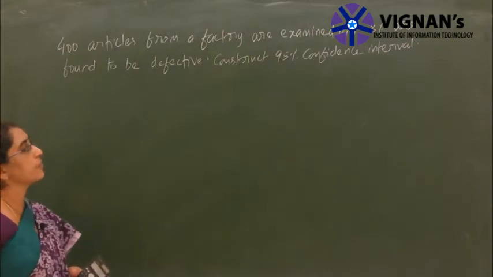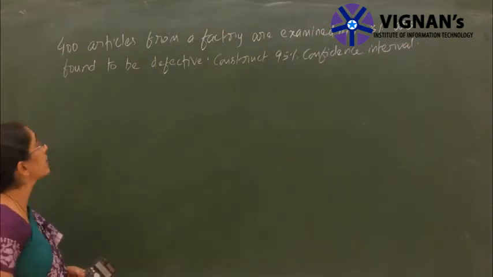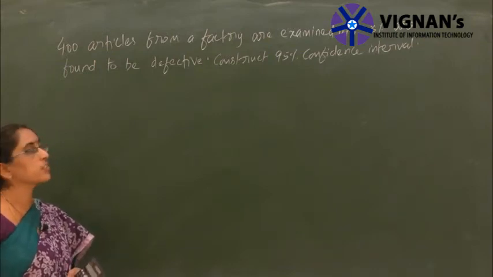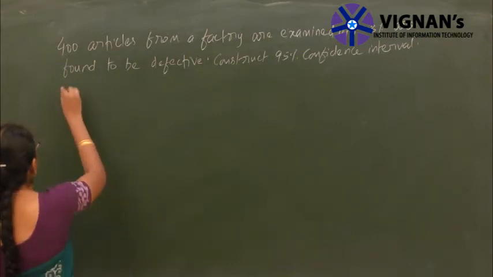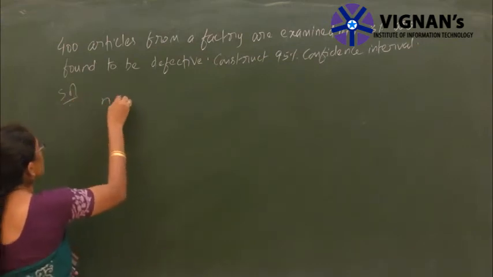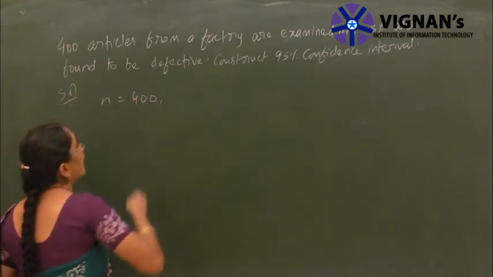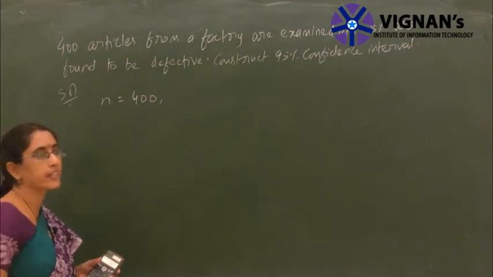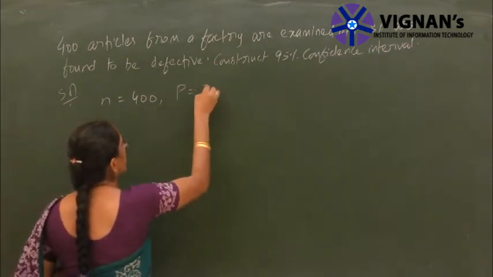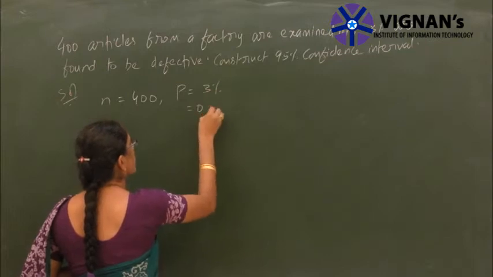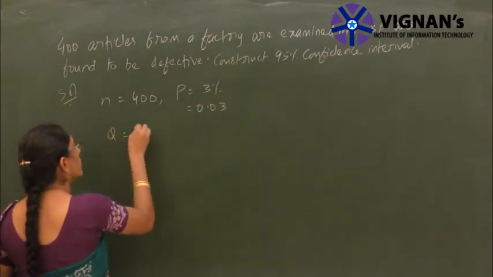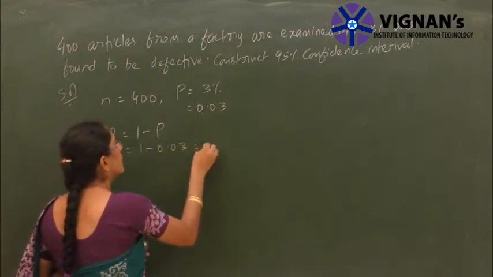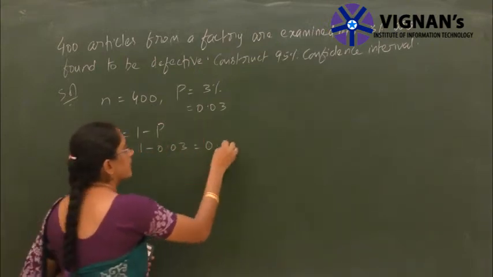400 articles from a factory are examined and 3% are found to be defective. Construct a 95% confidence interval. So the sample size is given as 400 and it is given in the problem directly that 3% are found to be defective. That means P equal to 3%, means 0.03. Then Q is 1 minus P. So 1 minus 0.03 is 0.97.